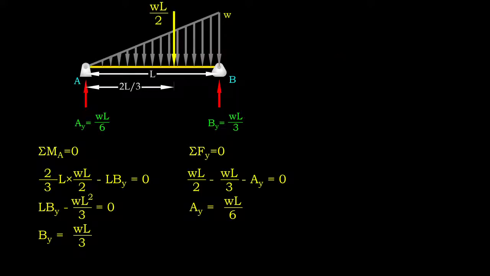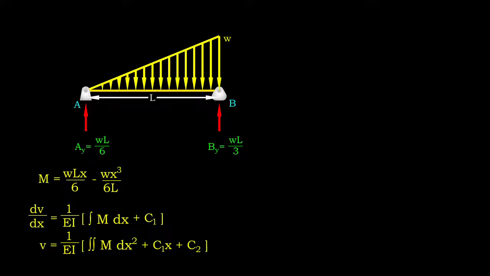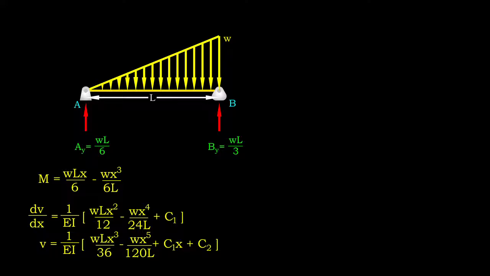The beam reactions are first determined using equilibrium equations. Then, we need to determine the internal moment function. Based on the beam configuration and load pattern, we only need to cut the beam once. Therefore, we only produce one internal moment function, which is valid for any point on the beam, provided the origin is from support A. Let us substitute the bending moment function into the equation and perform double integration.